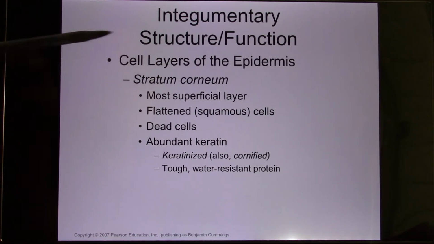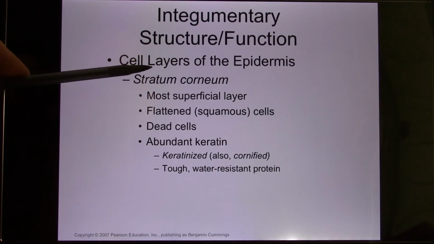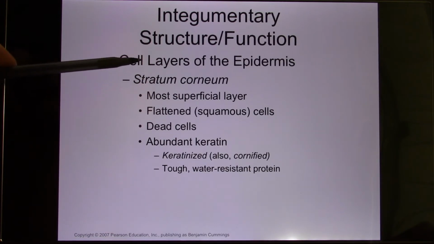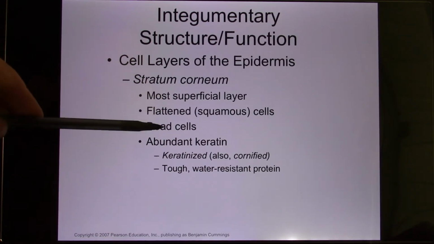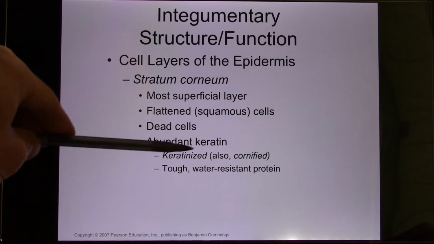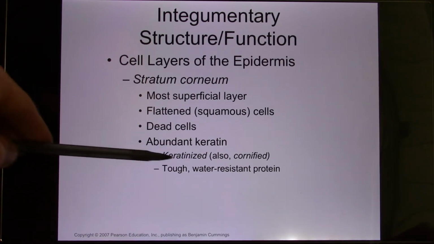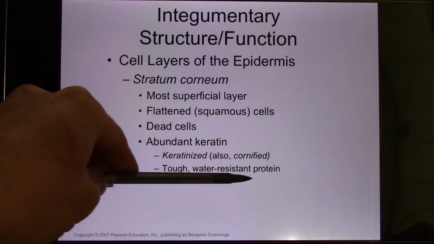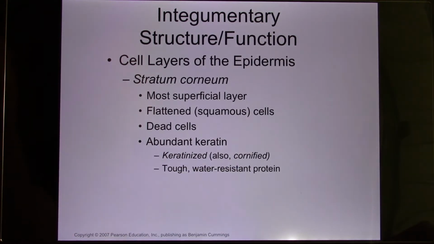stratum corneum. So once they reach the stratum corneum, that's the layer where they are dead cells. So all the water inside is replaced by keratin. So we say it's keratinized. The advantage is a water-resistant protein, so it prevents water loss. That's why we can live in the desert, in those dry areas.